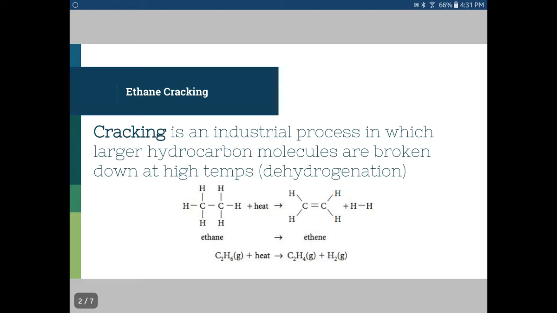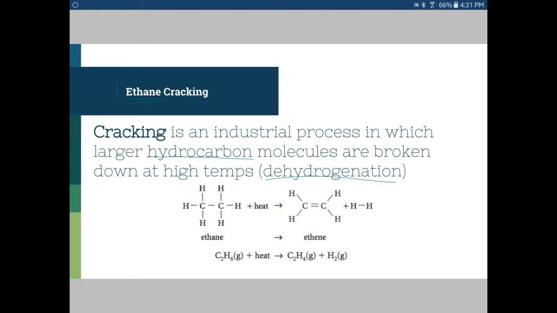So the first thing we'll look at is called ethane cracking. Now, cracking is an industrial process where we take larger hydrocarbon molecules and we break them down at higher temperatures. So we sometimes call this dehydrogenation. In our example here, we're looking at ethane. However, cracking can be done to break even larger compounds down into smaller compounds that are more manageable and used more frequently for different things.